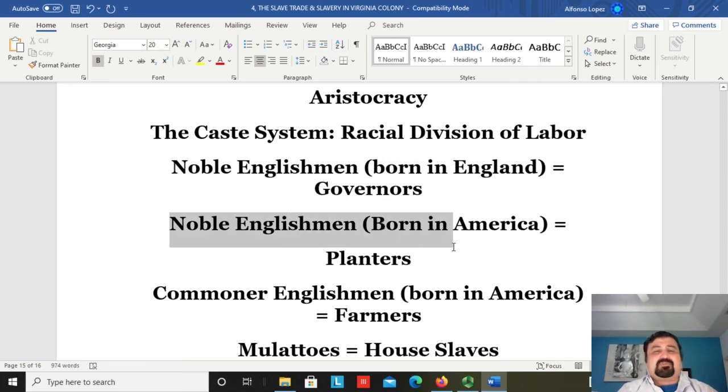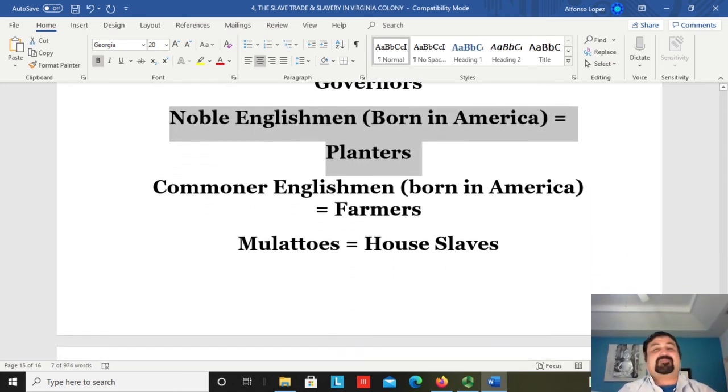The second group, the second caste, were actually noble Englishmen, but they were born in America. And if you're born in America, you cannot be a governor, okay? But you can be a planter. You're a nobleman, but because you were born in America, the highest position, your function, will be to own a plantation. And that's prestigious enough.